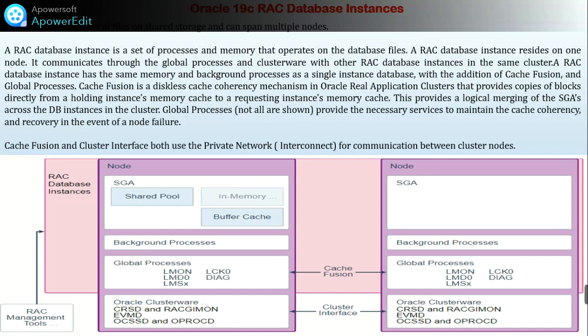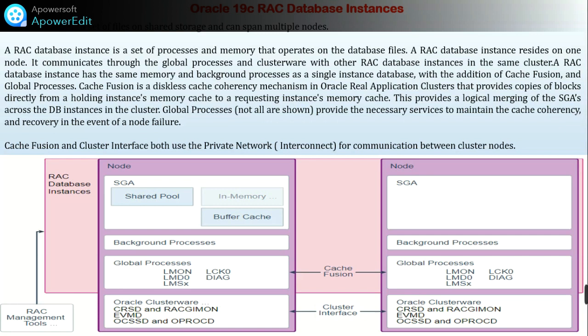Cache fusion is a diskless cache coherency mechanism in Oracle Real Application Clusters that provides copies of blocks directly from a holding instance's memory cache to a requesting instance's memory cache. This provides a logical merging of the SGAs across the database instances in the cluster. Global processes, not all are shown in the diagram, provide the necessary services to maintain cache coherency and recovery in the event of node failure. Cache fusion and the cluster interface both use the private network interconnect for communication between cluster nodes.